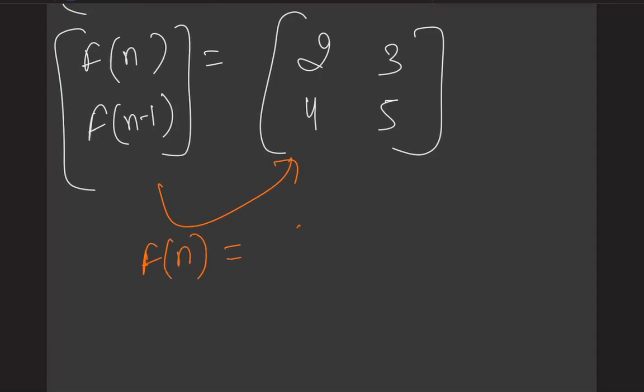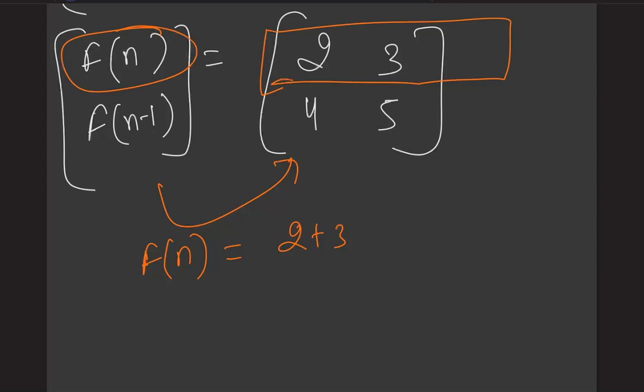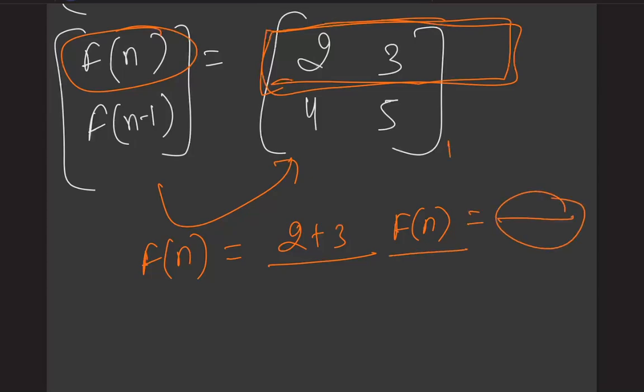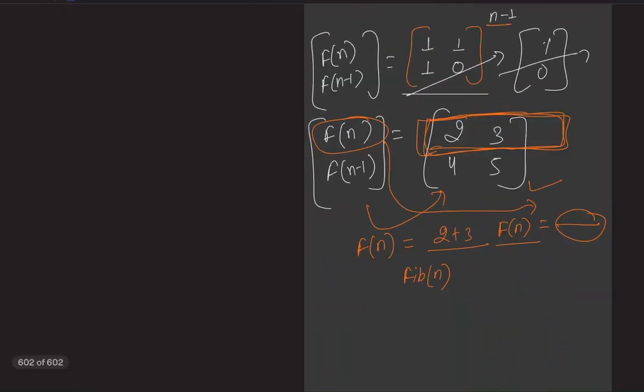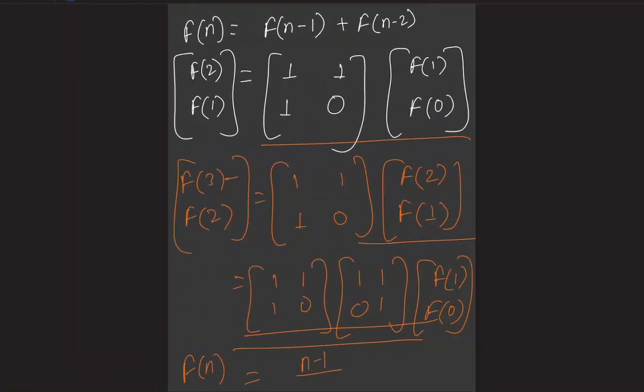Then what is the value of f of n? The value of f of n is just 2 plus 3. F of n is in the first row, so all the first row elements will be summed up, and the value of f of n is just the sum of the first row of your resultant matrix. When you sum all the elements in the first row, you will get your Fibonacci of n. Okay, so I think the tutorial part is all about this, and we can now proceed with our code.